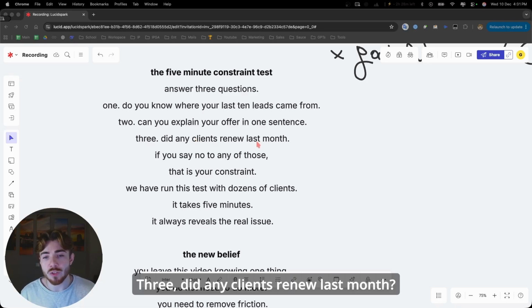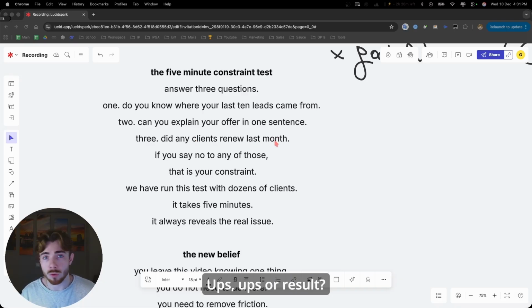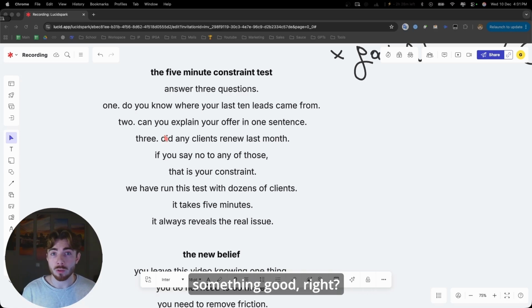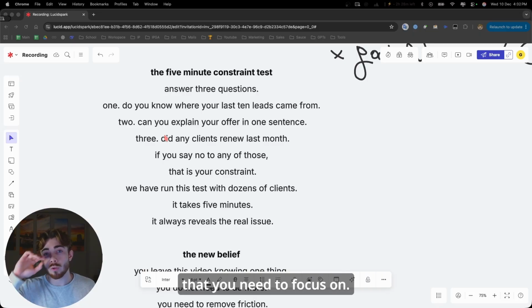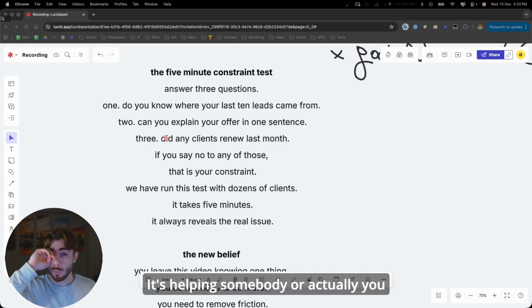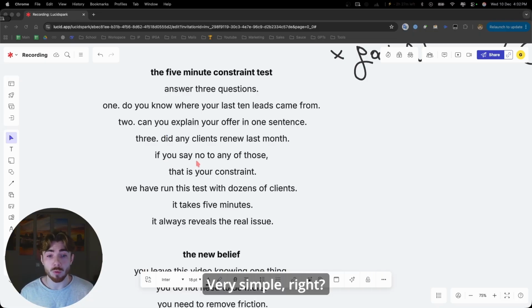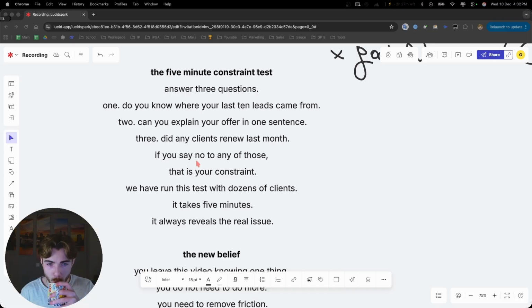Three: did any clients renew last month, upsell, or resell? If yes, again, you're doing something good. Your chain is working. If no, then you've found a constraint that you need to focus on, which is helping somebody or taking care of your backend. So if you say no to any of those, this is your constraint. Very simple. Let me just take a sip.